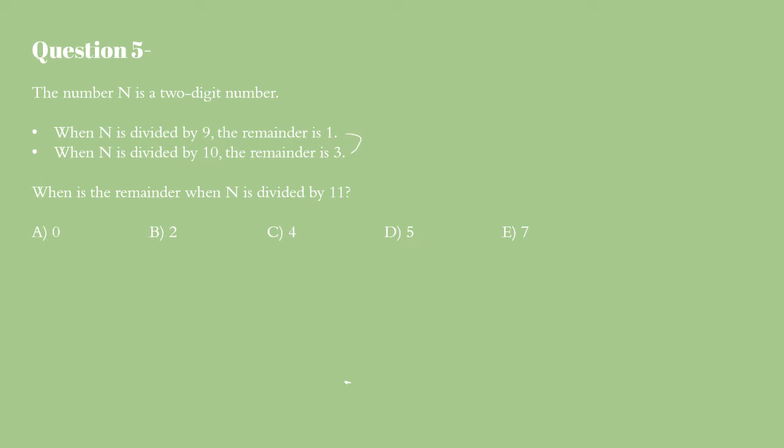So here's what we can extract from this information. n would have to equal 9x plus 1 for some integer value of x, and n would have to equal, oh no, not just 10y, 10y plus 3 for some integer value of y. So let's set these values equal to each other because common variable. So 9x plus 1 equals 10y plus 3. Subtract 1 from both sides: 9x equals 10y plus 2.